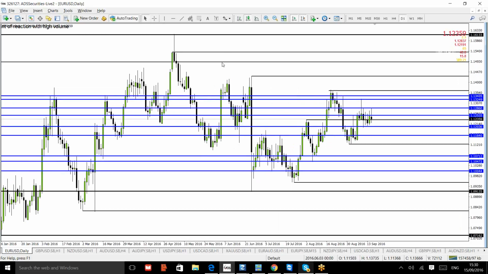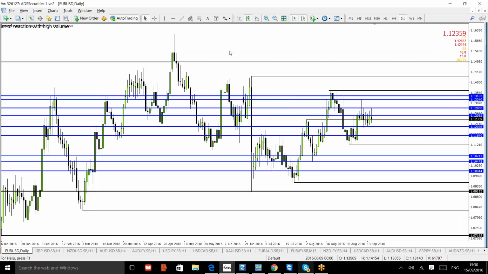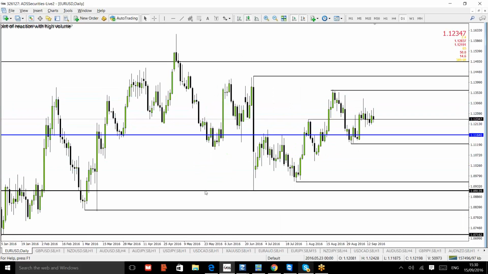So I'm done with the first topic, which is support and resistance. Now I'm going to show you horizontal and vertical support and resistance levels.